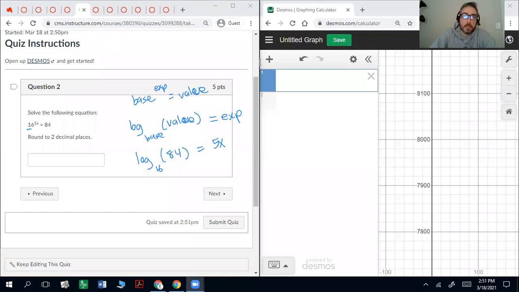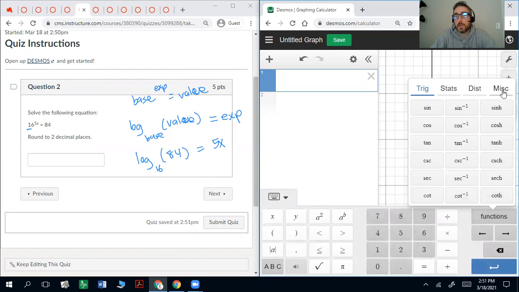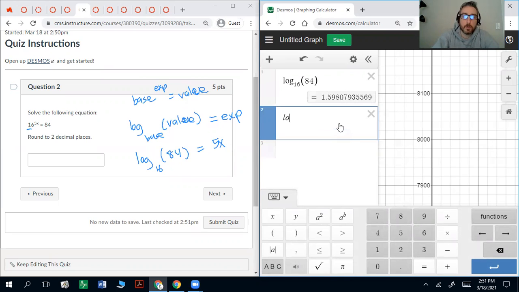To get log base 16 of 84, you have two ways to do it. You can go down here and click on the keypad, functions, miscellaneous, log a. Then you can type in 16 and 84. Or you can type in the letters L-O-G, shift minus, 16, right arrow, parentheses, 84. So that means 1.598.